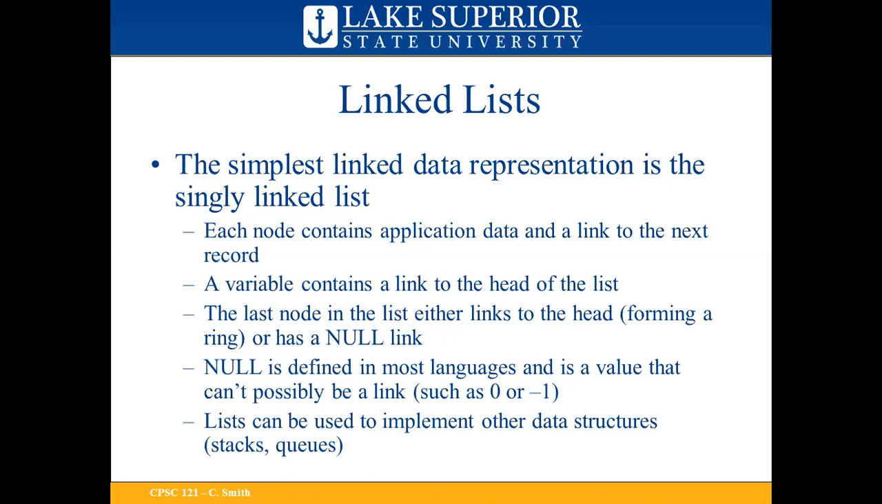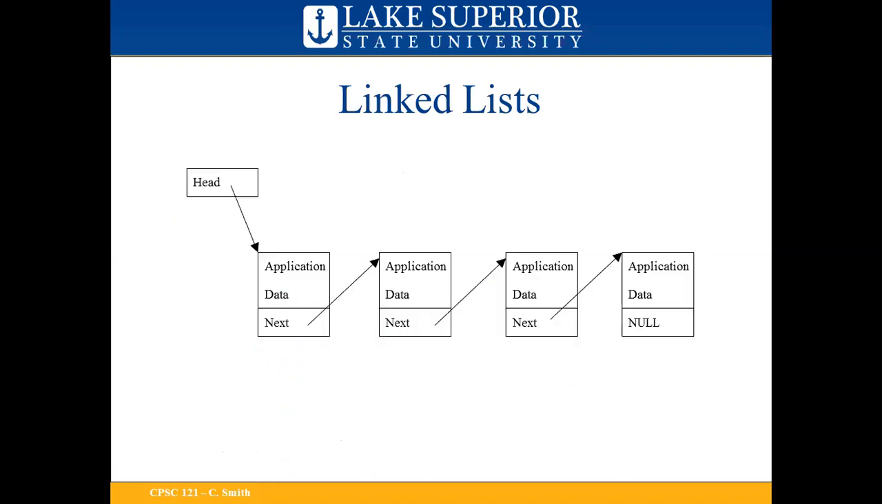Null is defined in most languages and is a value that can't possibly be a link, such as 0 or -1. And as we've seen, lists can be used to implement other data structures. In fact, we've already seen stacks and queues. So here's a linked list. The head pointer points to the first item. The head pointer contains the memory address of the first item in the list. The first item has application data in it and a link to the next item in the list. This continues on until you hit the end of the list, which has a link of null, and that's it, okay?